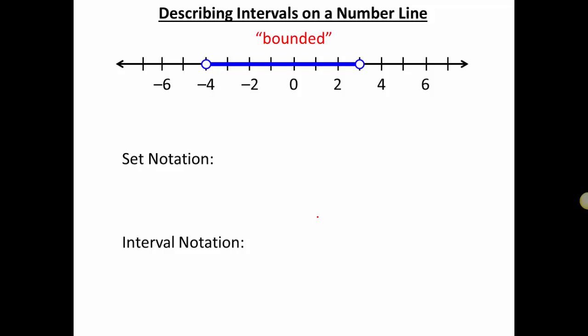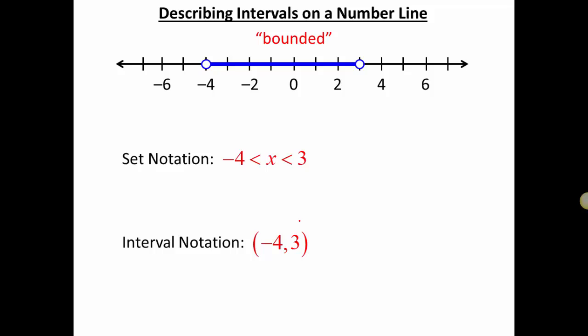Now, what if I don't want to include my endpoints? Well, we know what to do with set notation. We just don't put the bars underneath the inequalities. I'm still saying x can be between -4 and 3. I'm just saying that it can't actually be -4. It can't actually be +3. With interval notation, we'll do a similar thing to what we did before, but instead of using brackets, we use parentheses.